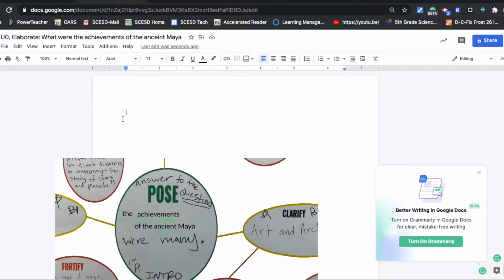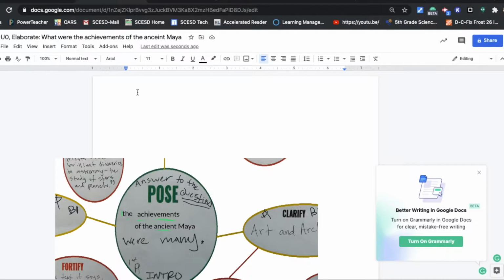The beginning of every paragraph needs an indent, so we're going to click Tab. Tab is located on the left side of your keyboard. You should be using Typing Club to get familiar with this stuff. Looking at our pose section here, we're just going to type out: the achievements of the ancient Maya were many. That's the answer to our question. So let's go ahead and do that.